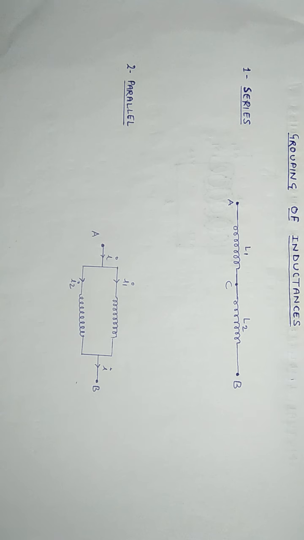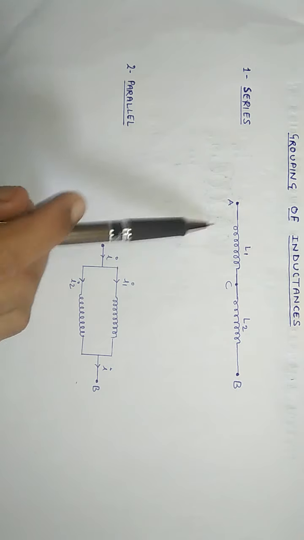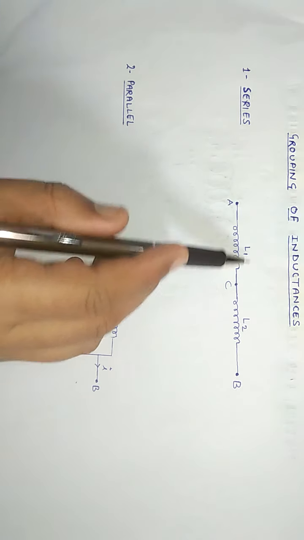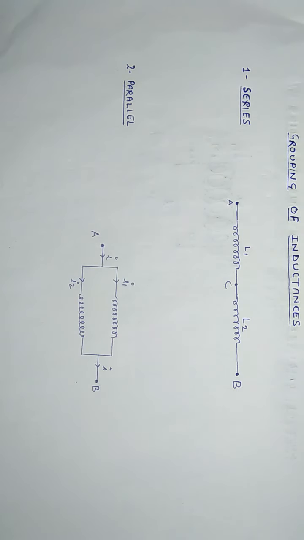Or if they are connected in parallel. Now first discussing the series combination. Here I have made a diagram in which two inductors L1 and L2 are connected in series. We know that in series combination the current remains same, but the potential difference will be different across the two coils.